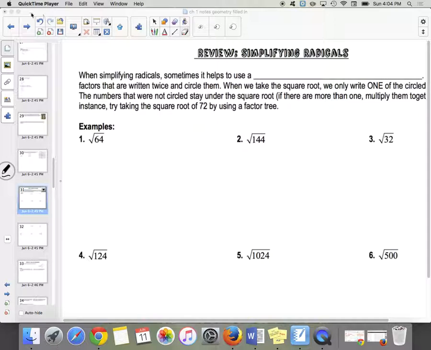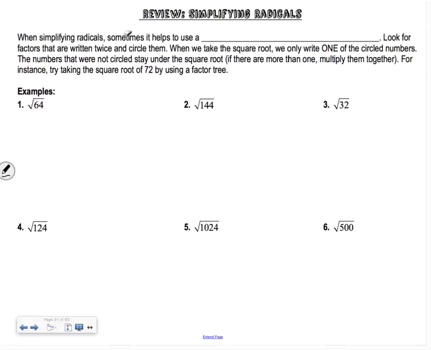Okay, we're going to do a quick review of simplifying radicals because we're going to use this when we talk about the Pythagorean theorem and the distance formula. So it says when simplifying radicals, we sometimes use a factor tree.